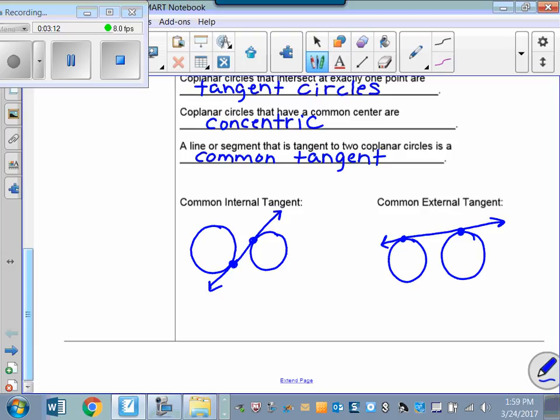Okay, let's see. Concentric circles, I should probably draw a little picture of that up here. They have a common center, so if that's the center, any other circle that might have that same center would be concentric with that one.